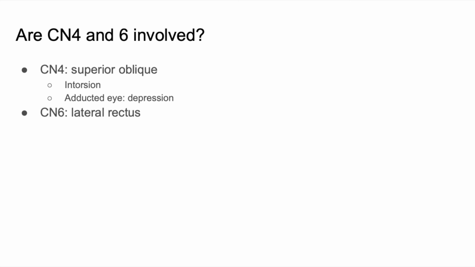We would like to move on to look for the involvement of the other cranial nerves, particularly cranial nerves 4 and 6. In terms of cranial nerve 4, we would like to ask the patient to abduct as well as adduct the eye to look for intorsion as well as the ability to depress the eye. We will also look for the function of cranial nerve 6 as well.